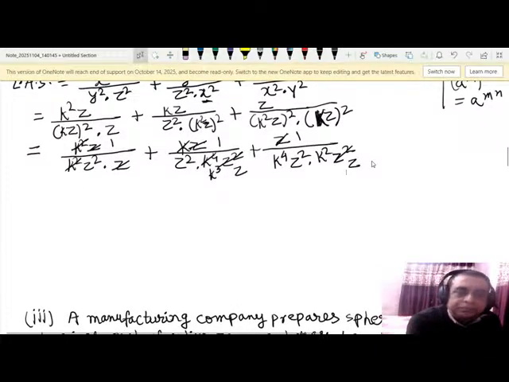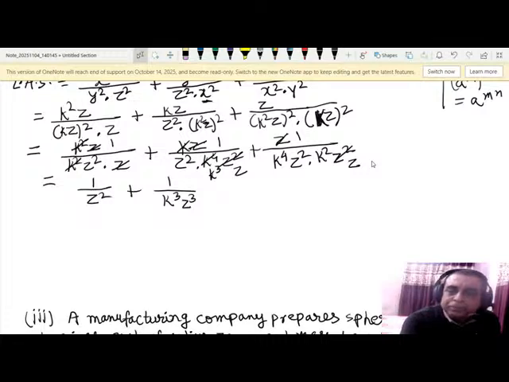Now you multiply here. So the numerator becomes 1 upon z squared plus numerator is 1 and it becomes k cube z cube, because z squared times z is z cube. Because this formula a to the power of m multiplied with a to the power of n is equal to a to the power of m plus n. So z squared and z is z cube and k cube, plus k to the power of 4 times k squared, numerator is 1. So k to the power of 4 times k squared is k to the power of 6 times z cube.